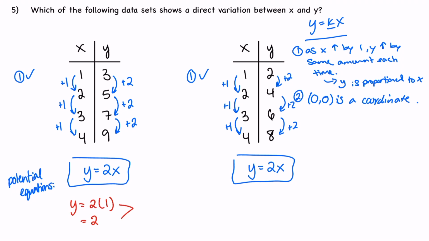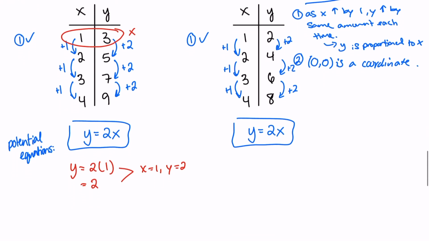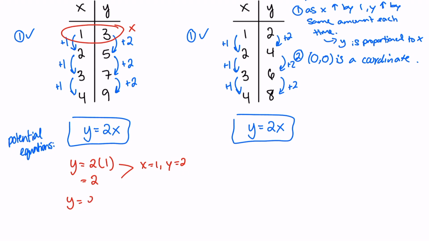So for this one, if x is equal to 1, y is equal to 2. This is not the case, so this data set is not an example of a direct variation. And we can test this with other x values as well. So let's do it with the next one. If x is equal to 2, then we get y is equal to 4. And that is also not the case. So this is also not an example of direct variation. And you'll see that is true for the other points as well.